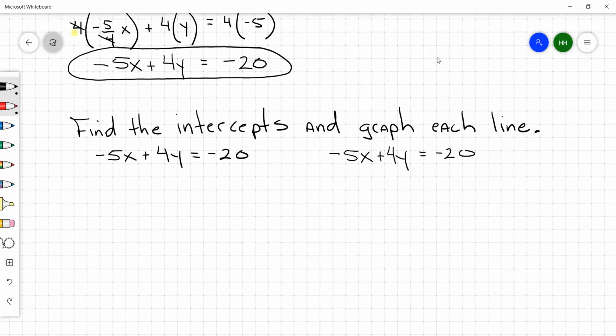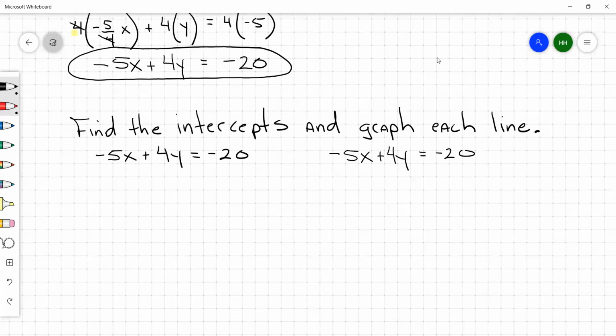It becomes negative 5x equals negative 20. And then technically, to solve for the y-intercept, you make the x equal to 0. And you would have negative 5 times 0, which is 0. So you would only have 4y equals negative 20. Well, here's what's easier. You're going to find the intercepts and graph.